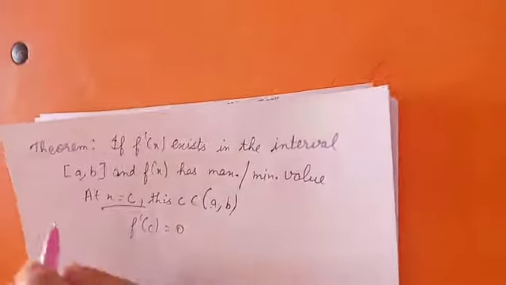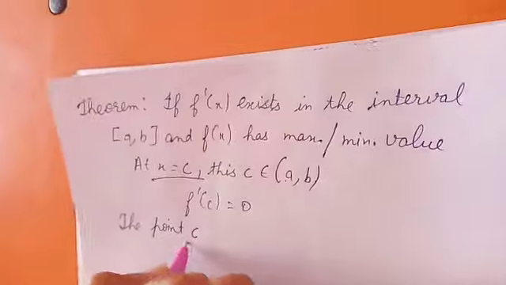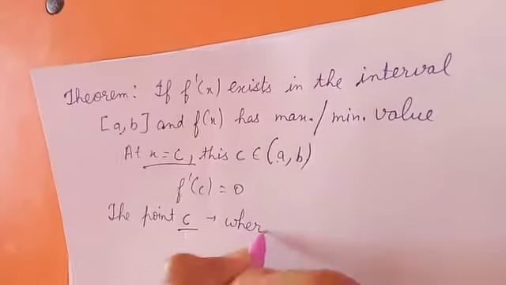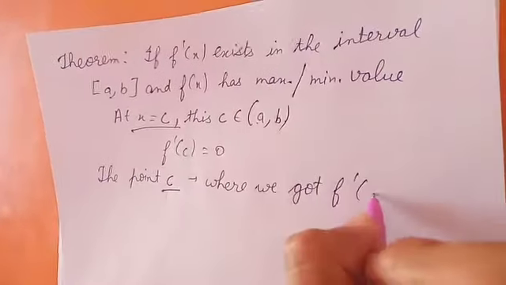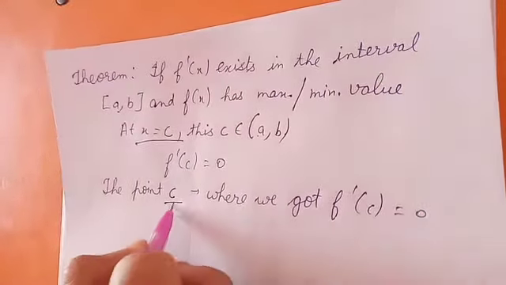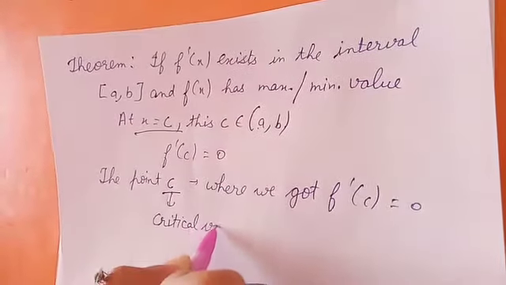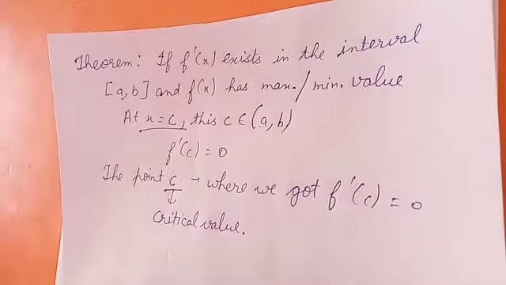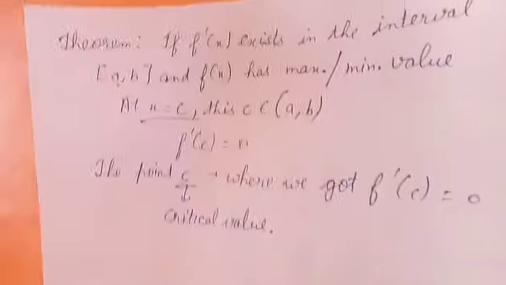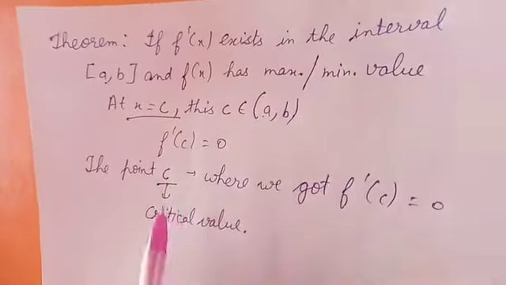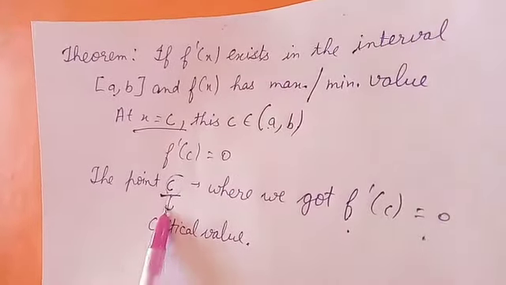The point c where we got f dash c equal to 0 is called a critical value. There can be more than one critical value in a function, or maybe one. So the point c where we get f dash c as 0 is called a critical point.